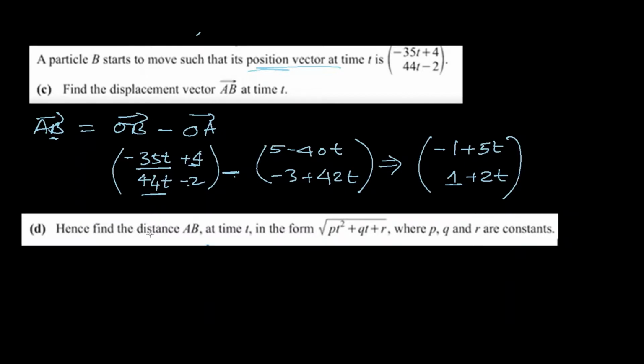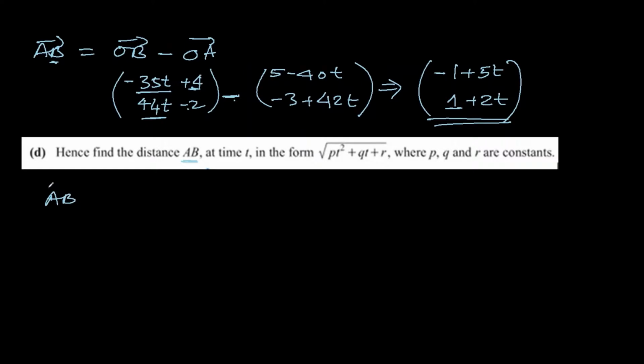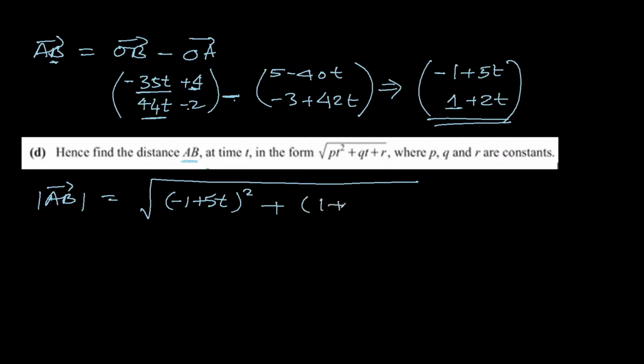Here is the next part. Hence, find the distance AB. Distance means we are concerned with only magnitude at time t. This is the vector we have and we have to find its magnitude. So the magnitude of AB will be the square root of the x component squared, which is (-1 + 5t) squared, plus the y component squared, (2t) squared. Let's expand them.